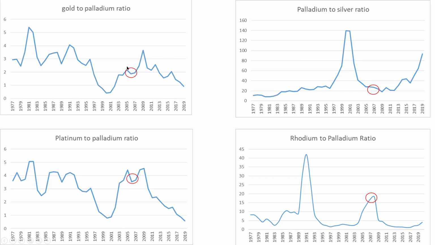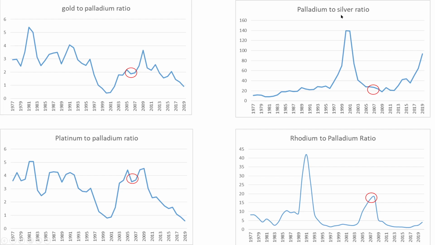Gold to palladium ratio, that's pretty good. Palladium to silver, palladium's cheap. Platinum to palladium, palladium's cheap. Rhodium to palladium. So palladium is by far the cheapest of all the metals by looking at the ratio charts. It's cheap because if palladium's cheap to platinum, it means palladium's cheap.